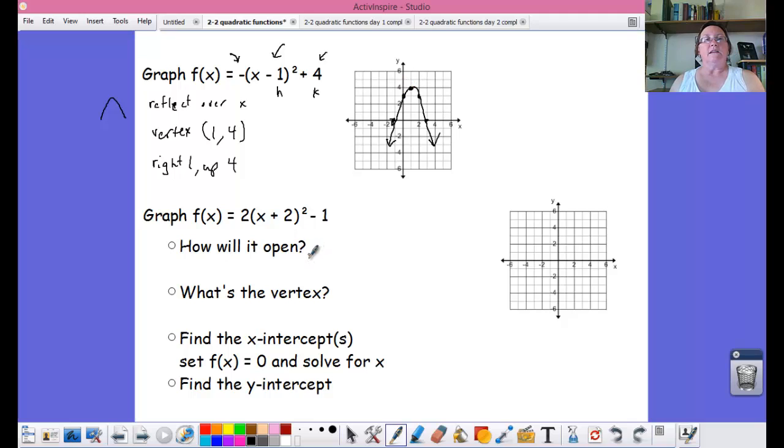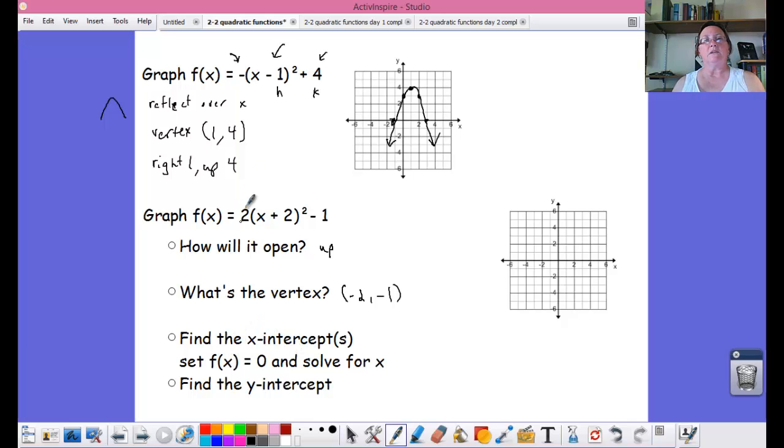As you look at the next example, I'm going to ask you to think about these questions. First off, how is this going to open, up or downward? I hope you're thinking up, that's positive 2 out there. The vertex, this is in vertex form, is how I learned it. Our book calls it standard form. The vertex is at not positive 2, but negative 2. Remember, it goes the opposite way of what you expect. Negative 2, negative 1.